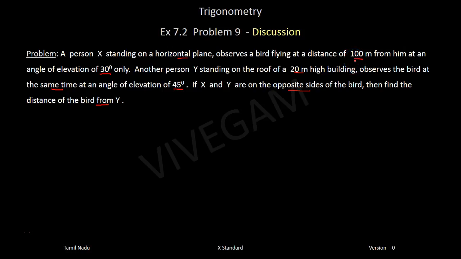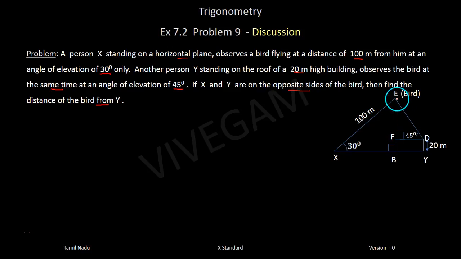So let's make a simple diagram. This is the bird, and this is person X, and this is person Y. See, they are on the opposite sides of the bird, right? The distance of X from the bird is 100 meters, and the angle of elevation is 30 degrees. Now let's say this is the building, and this person D is standing here. I think I made a mistake here. The Y should be here. So the Y is standing here and observing the same bird, and the angle of elevation is 45 degrees, and we are asked to calculate this distance.